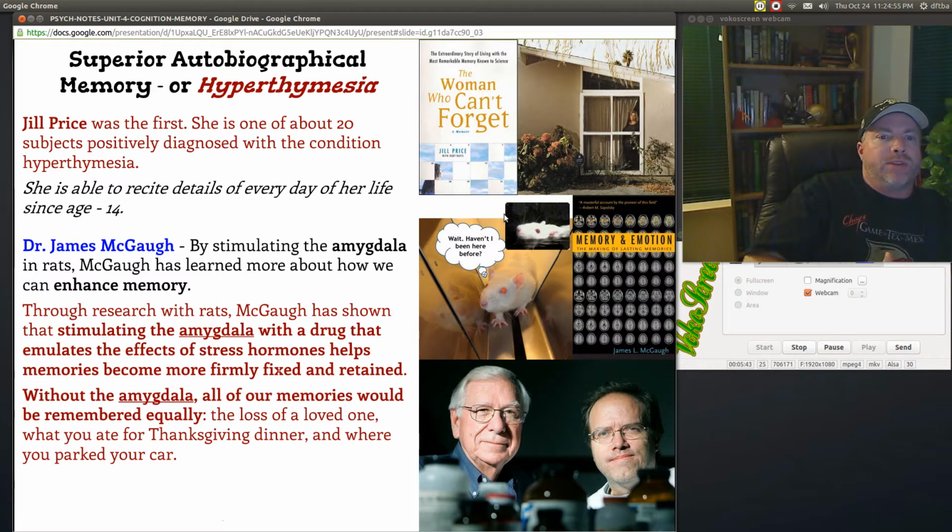The other rats who were in the control group, who were not given adrenaline, it's almost like it was just like the first time they'd ever done this. They had the same discovery process, so they weren't remembering as quickly. So the amygdala, and stimulating it with the stress hormone that would produce, became a way to firmly fix and retain a memory.